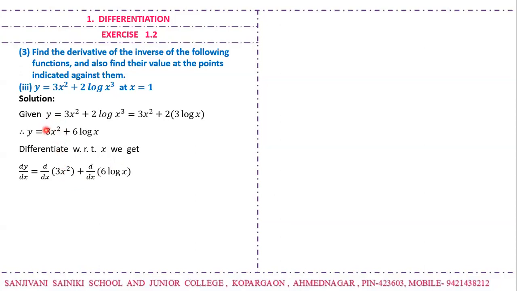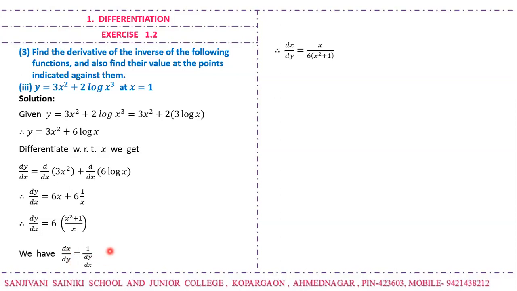Derivative of the first function plus derivative of the second function. Derivative of 3x square is 6x, and derivative of 6 log x, 6 is constant, so we can take it as it is, and derivative of log x is 1 upon x. So 6 times x plus 1 upon x can be simplified as 6 times x square plus 1 upon x. So dx upon dy is 1 upon dy by dx.